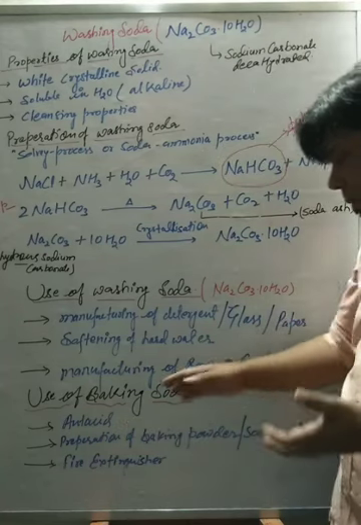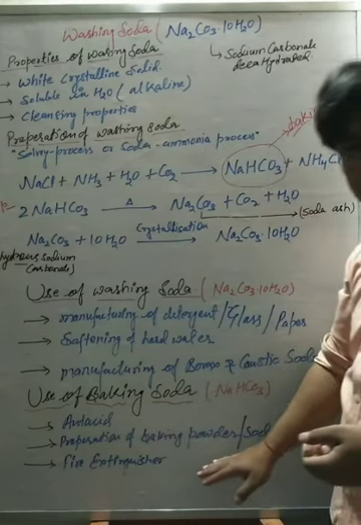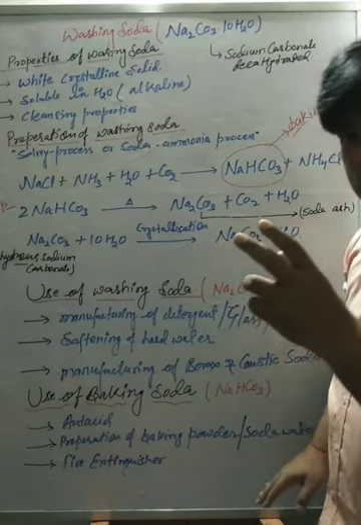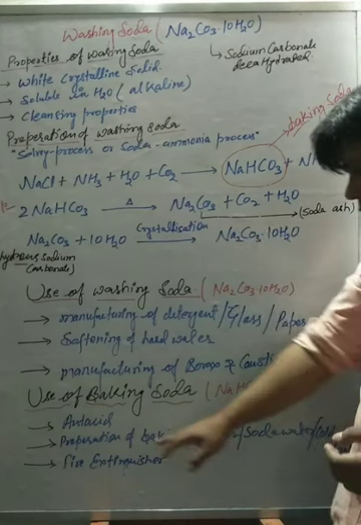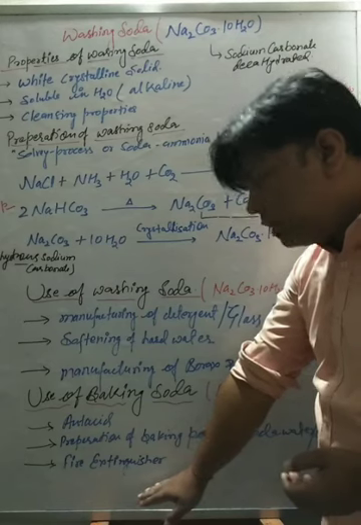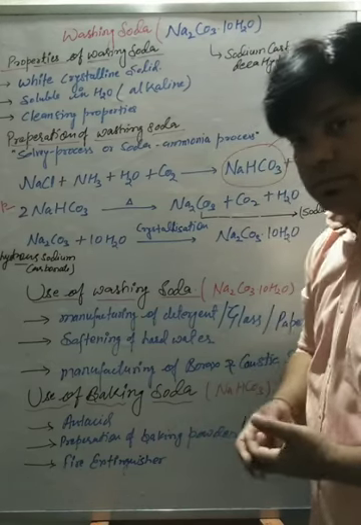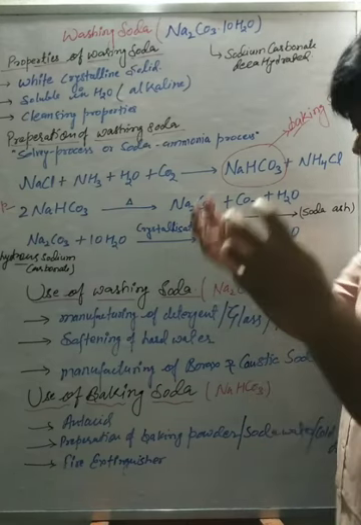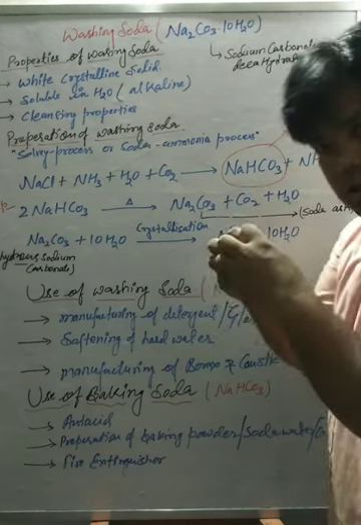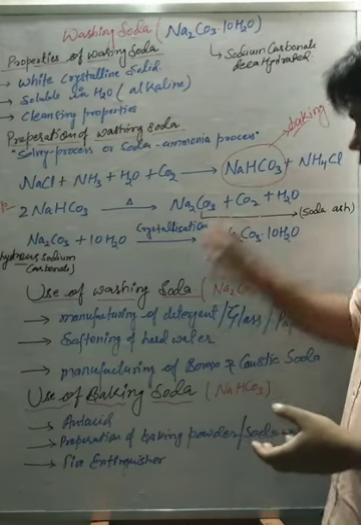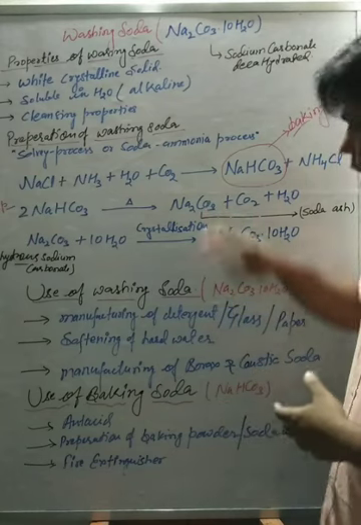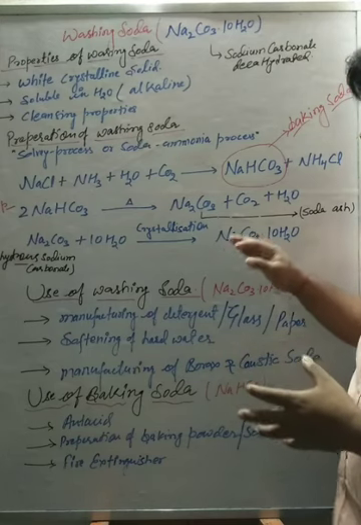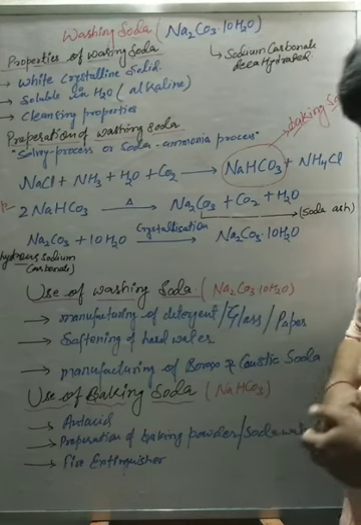Another use of our baking soda is to make baking powder, soda water and cold drinks. There is some carbon dioxide in it. It is also used in fire extinguishers. When our sodium bicarbonate, that is our base, reacts with an acid, suppose we add some acid like HCl, then what will happen? A salt forms and carbon dioxide gas is released, and that carbon dioxide may stop fire. That's why it is used in fire extinguishers.